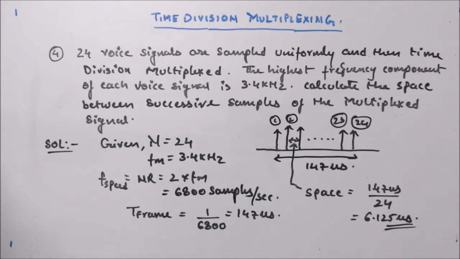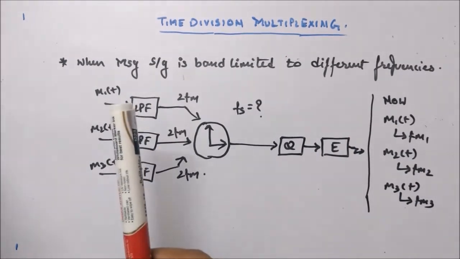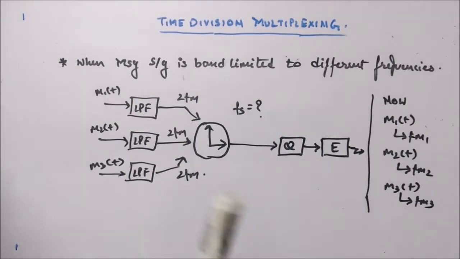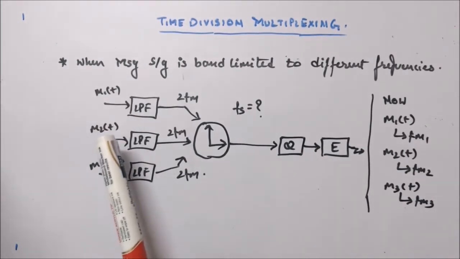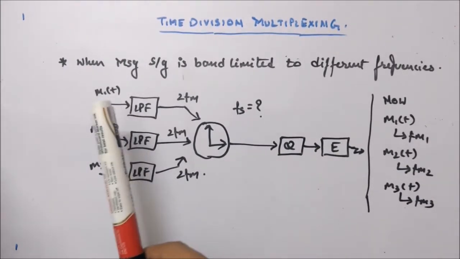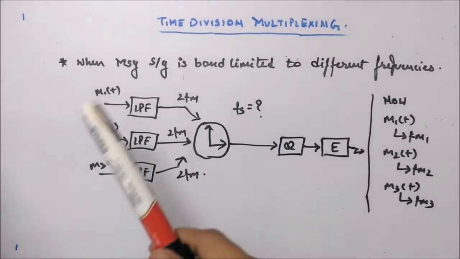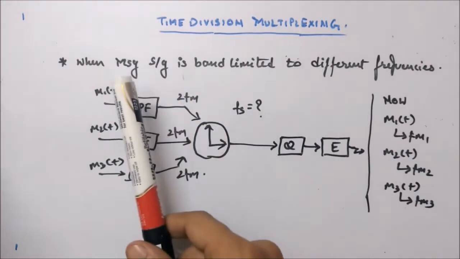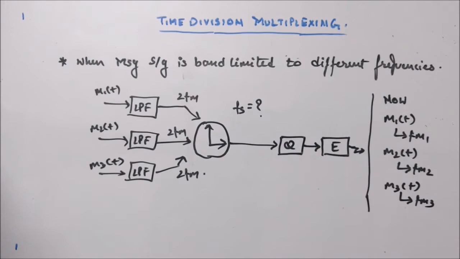Okay, so now we will move on to the next part of time division multiplexing. Till now we were having message signals which are band limited to the same frequencies. Now what we are going to study is when the message signals are band limited to different frequencies. So I'll explain the scenario.